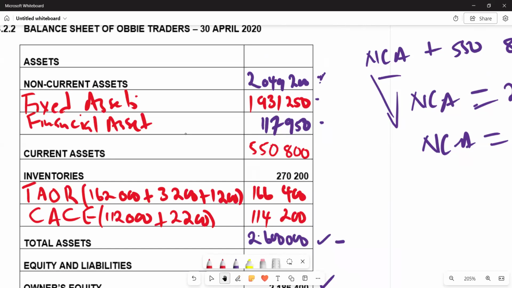When we reach here, we are supposed to take the second balancing figure and put it here, and then we go back to find the non-current asset total. And after finding the non-current asset total, we can find the missing figure, the financial asset as a balancing figure, by just subtracting the fixed asset from the non-current asset total. So this is what you are going to do.